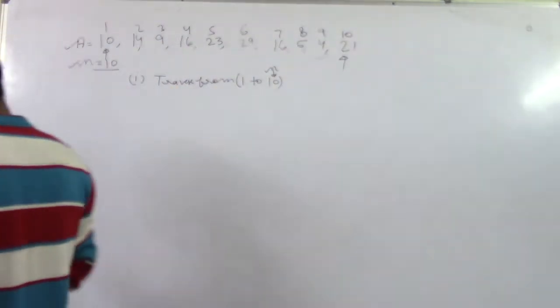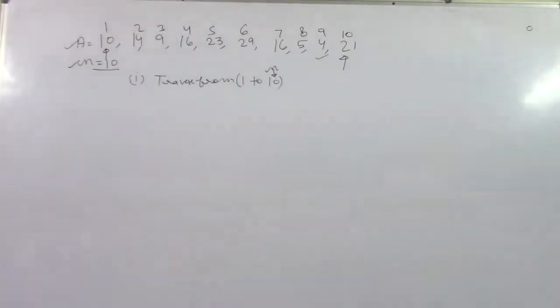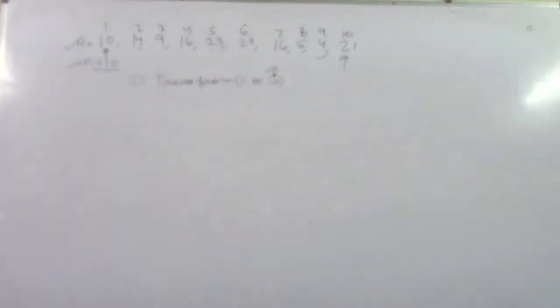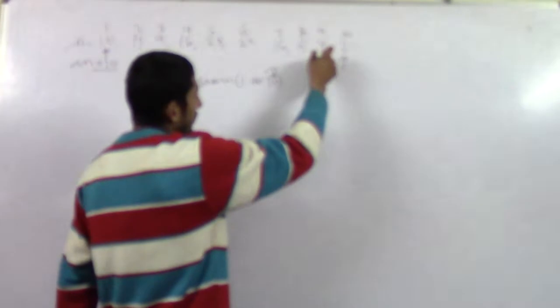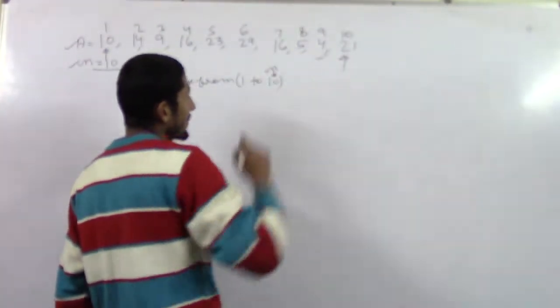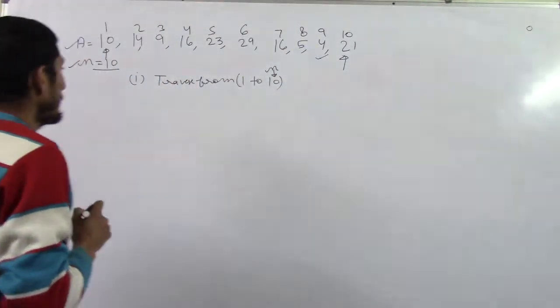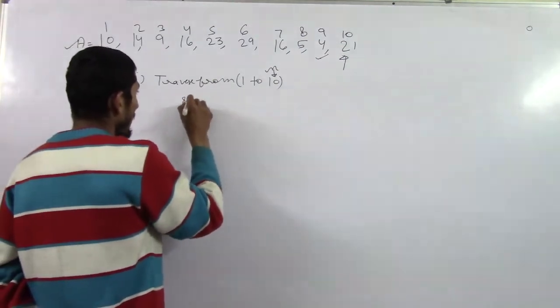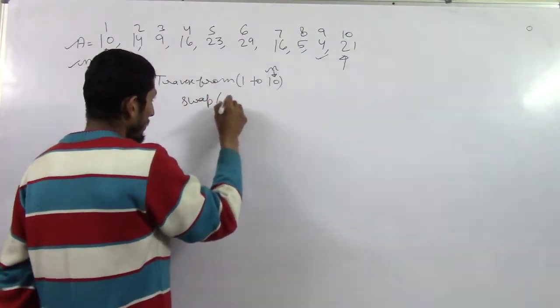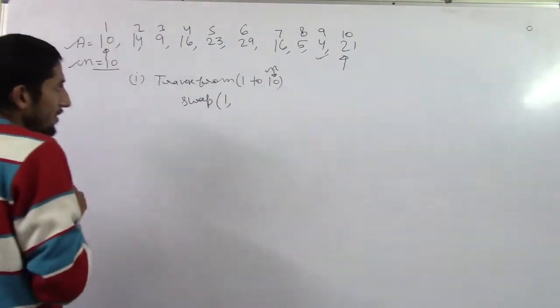So what is the meaning of selection sort? The meaning of selection sort is, first of all, start from 1 and go till 10. You now know the location of the smallest number. Then what will you do? You will perform swapping of position 1 and the location of the smallest number.